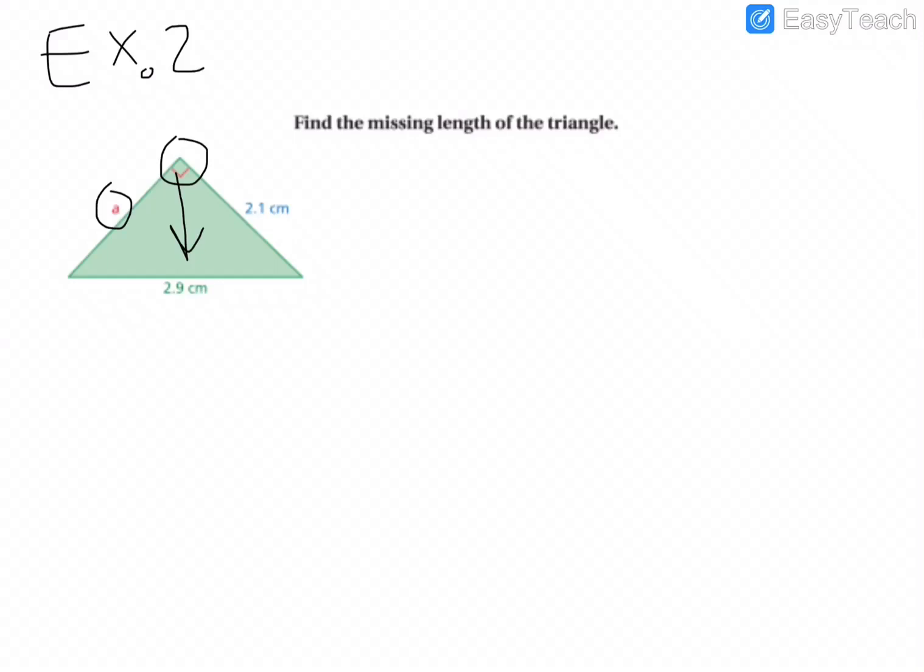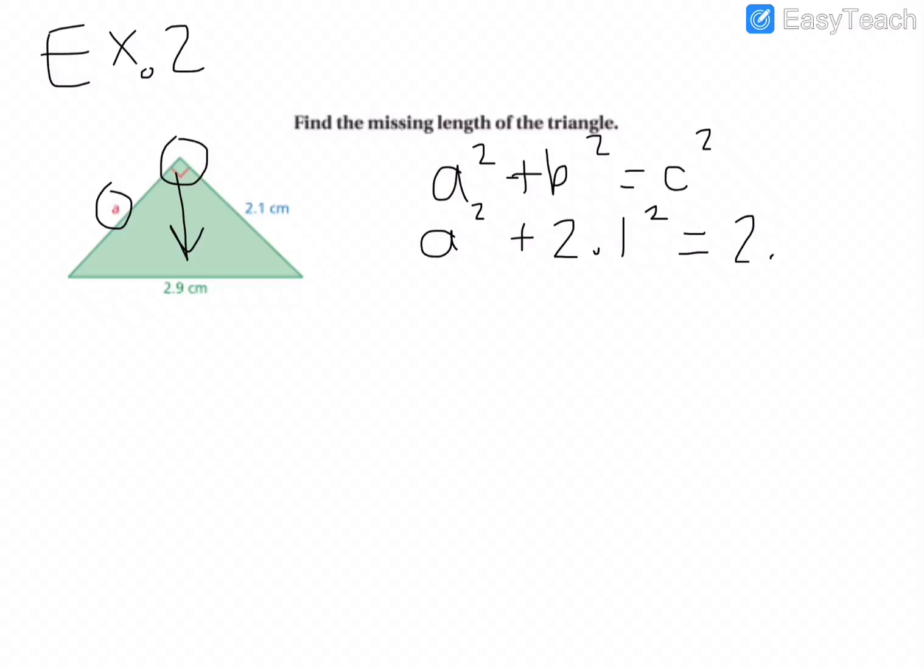So they're actually labeling this A. They're telling you you don't know what A squared is, but remember Pythagorean's theorem, A squared plus B squared equals C squared. So we're going to leave the A. We're going to plug in the leg, which is 2 and 1/10 squared. And we know that that equals 2 and 9/10 squared.